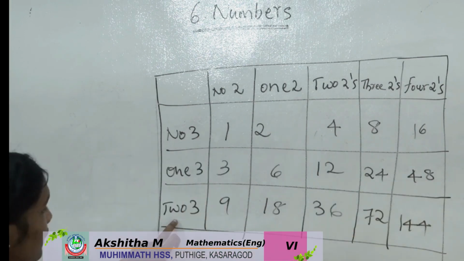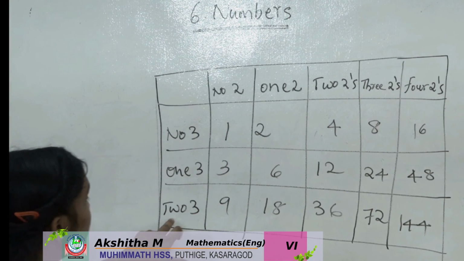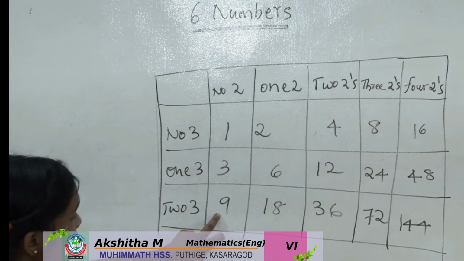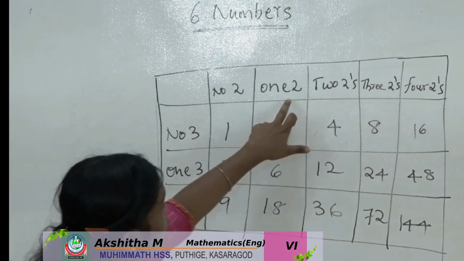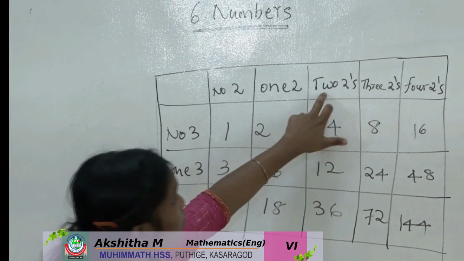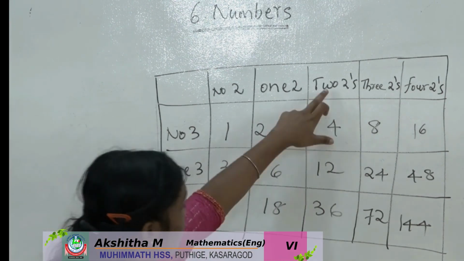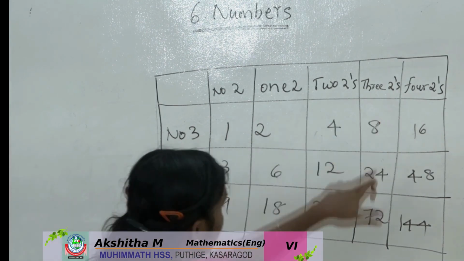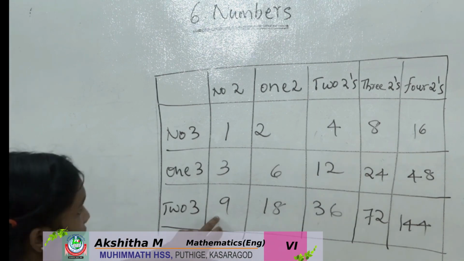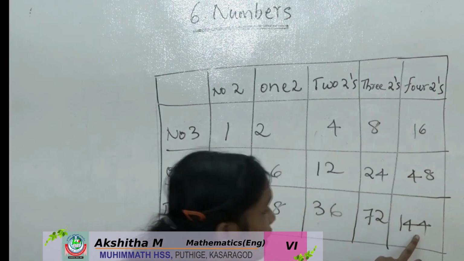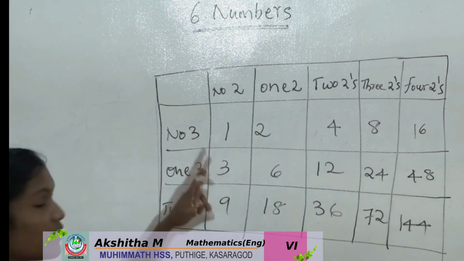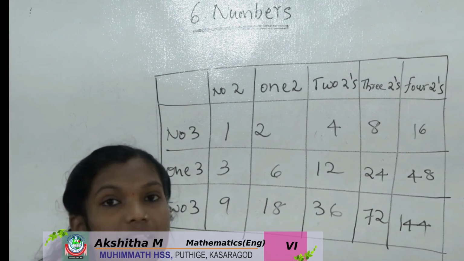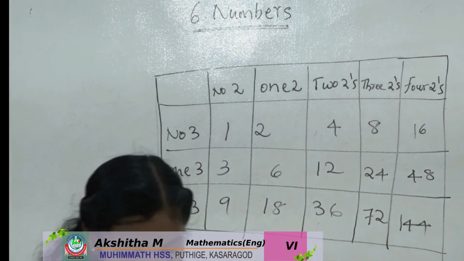And the last one here. You can see 2 to the power 3. 2 threes means 3 into 3 is 9. Next, 9 into 2 is 18. 9 into 2 twos means 9 into 4 is 36. Next, 9 into 8 is 72. Next, 9 into 16 is 144. These are the factors of 16, 48 and 144. Like this we can write in a table. Is it clear now?